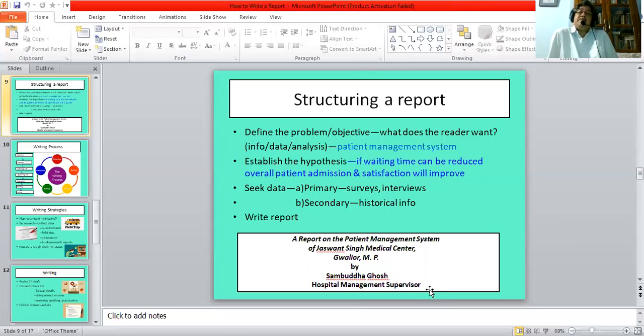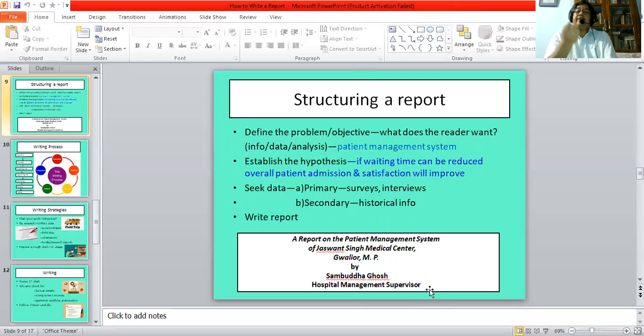So, information, data, or analysis, what is it that the reader wants? For example, if you write a report on the patient management system, I shall be giving you a sample report on the patient management system and certain problems in handling that. Suppose the reader wants to know how certain problems in the patient management system can be overcome.